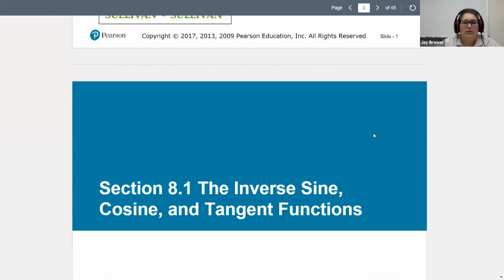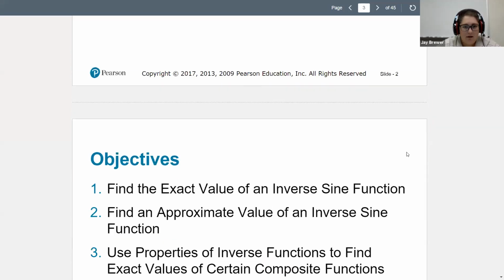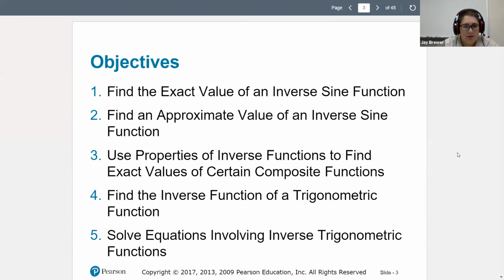Okay, so again, just for the sake of the recording, we are going to work on section 8.1. The objectives you can read there. We're going to figure out exact values for inverse sine, and that's just where we start. We will find inverses for all of the functions.